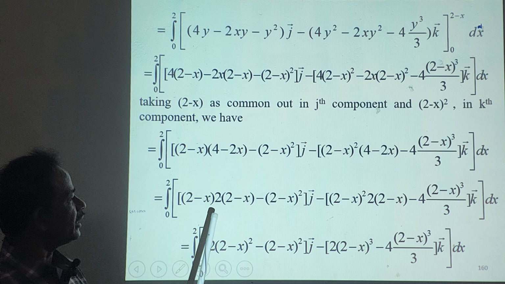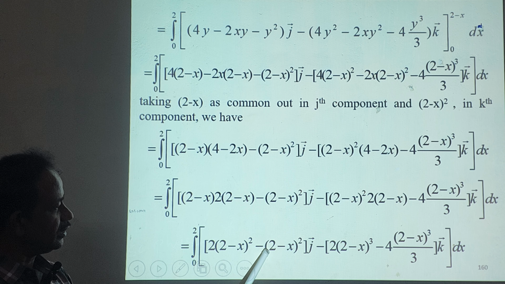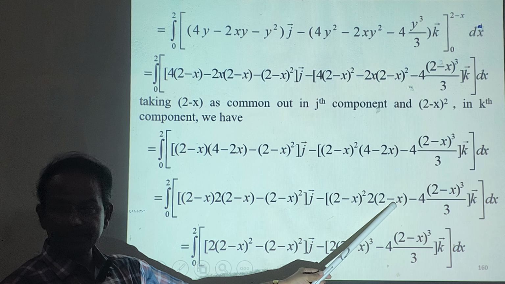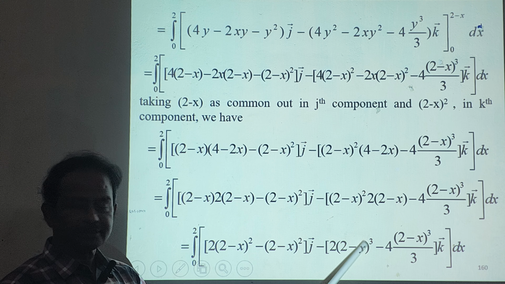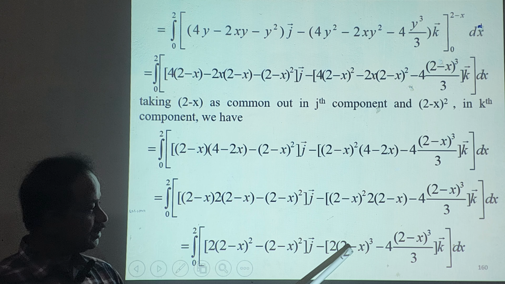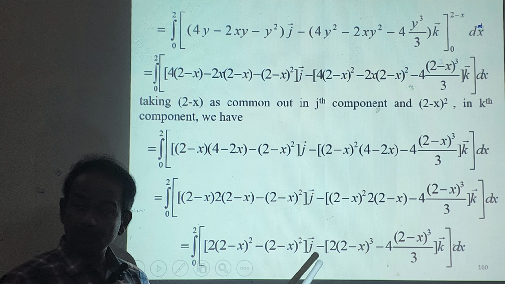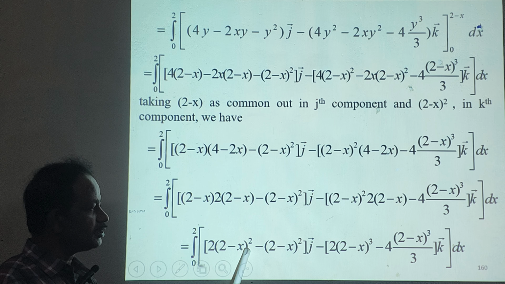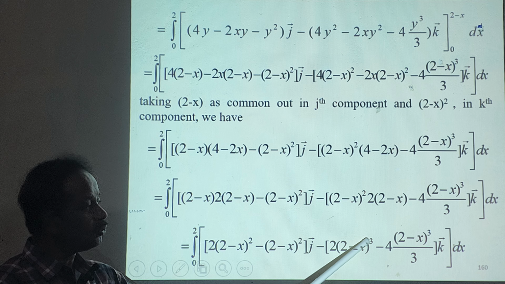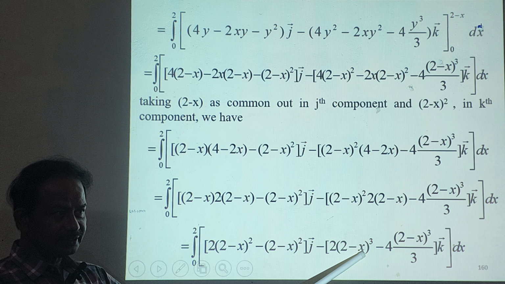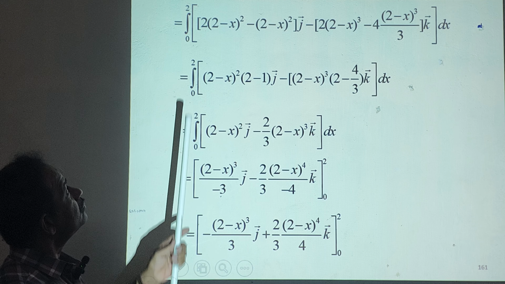Okay. So we can write like this: 2 minus x whole squared minus 2 minus x whole squared. And here you have 2 minus x whole squared times 2 minus x, so we can write 2 minus x whole cube. So here we can pull 2 minus x whole squared out, here we can pull 2 minus x whole cube out. Is it okay? See, here 2 minus x whole squared is common, here 2 minus x whole cube is common. So we can pull 2 minus x whole squared out, 2 minus x whole cube out.